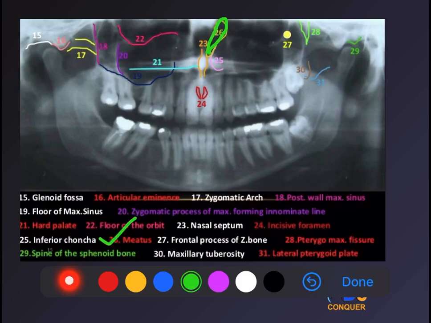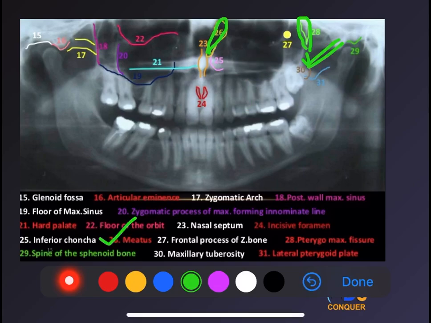So don't get confused with the 28, the pterygomaxillary fissure, which is present at the level of the third molar. That is the pterygomaxillary fissure, whereas the one which is present near the nasal cavity is the meatus. Both look alike, but the location is different. So do remember this point.